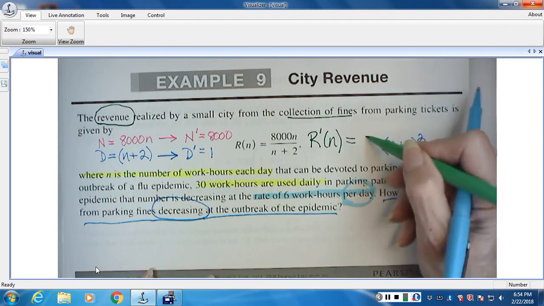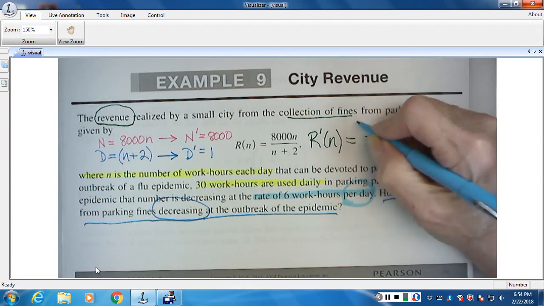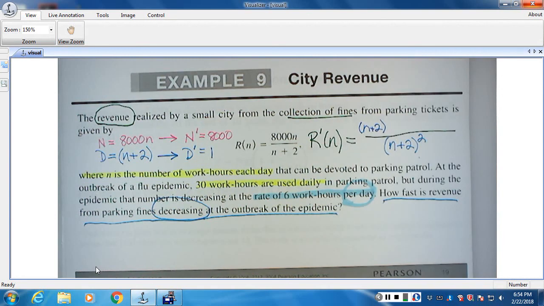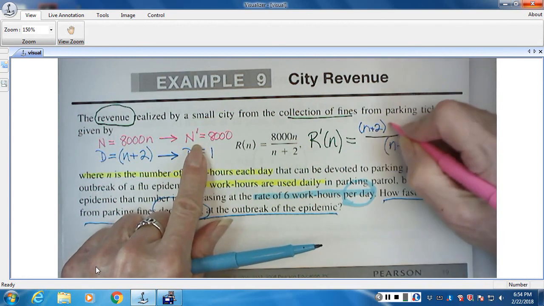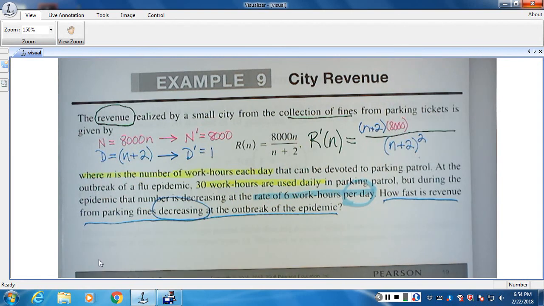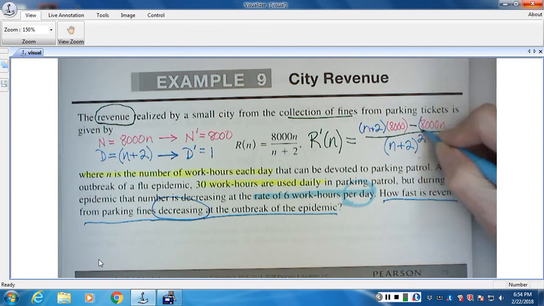Then we're going to move to the numerator and we're going to keep going with the denominator, so we're going to write n plus 2 again. And then we're going to take the derivative of n, the numerator, and multiply times that. And then to that, we're going to subtract the original numerator, which is 8,000n. And we're going to multiply that by 1, not that that's real hard to do because it's not going to change anything.